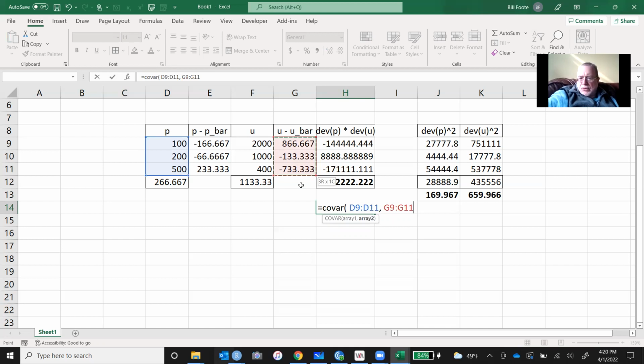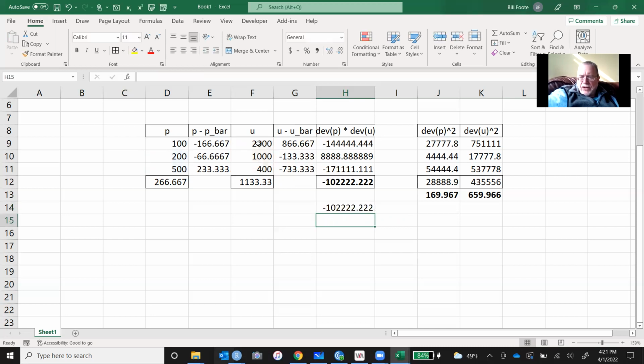I'm sorry, that was incorrect there. Wait a second. Of 100 with 2,000, and of 200 with 1,000, and of 500 with 400. I have to preserve that pairing. If I do this, I get the same number. I just wanted to show you that there was a formula getting the same thing.